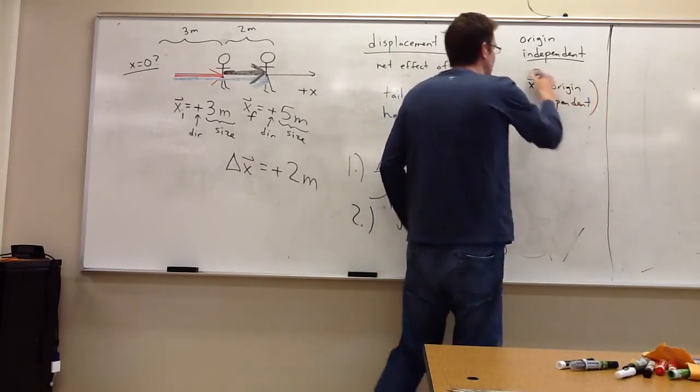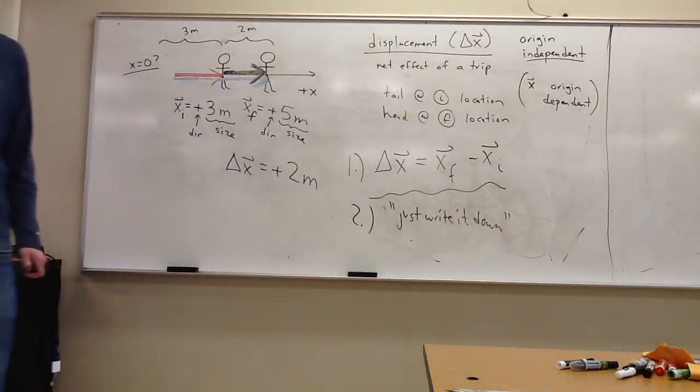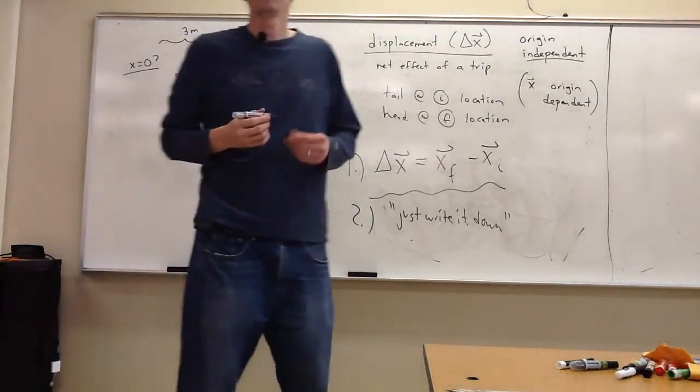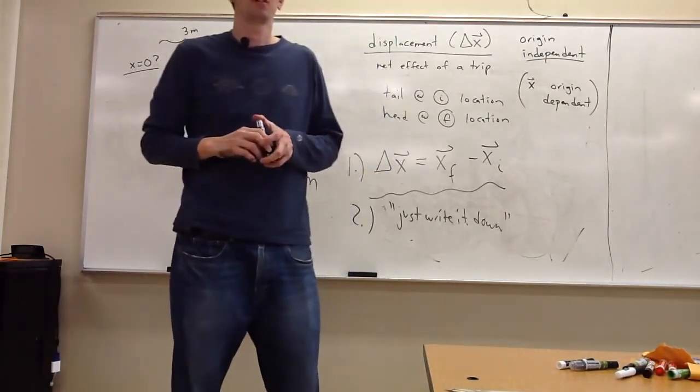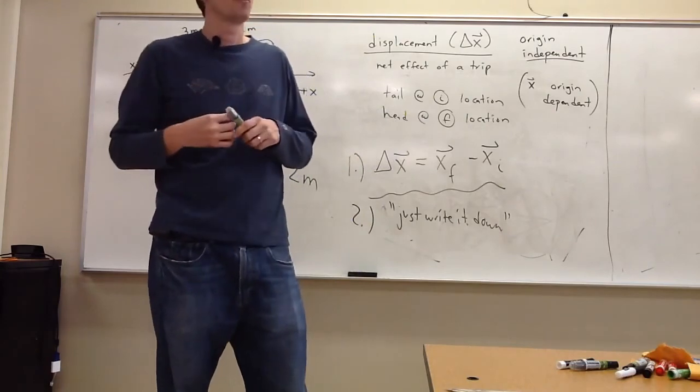You can't even write down a vector for position until you know where the tail is supposed to be. Okay? And that difference right there is something important that we'll come back to later in the class. Okay, so that's it for today.